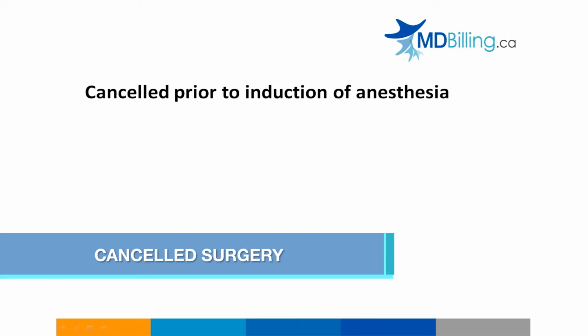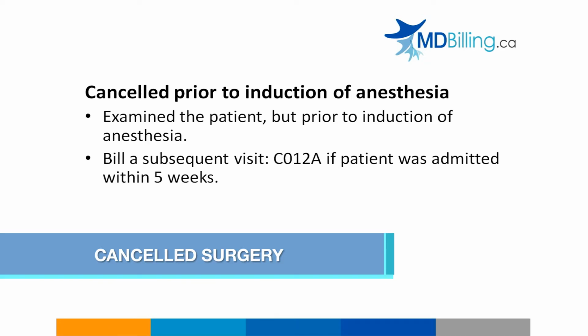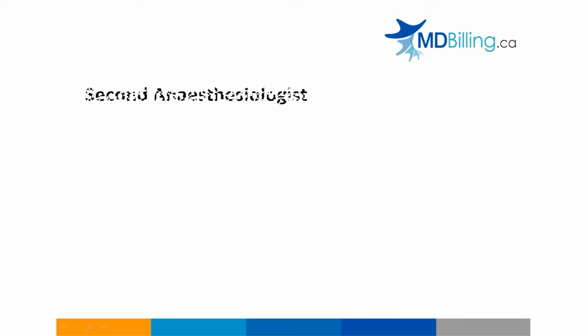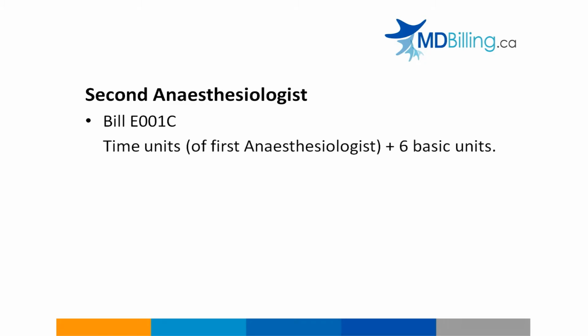If an anesthesiologist examines a patient prior to surgery and the surgery is cancelled prior to the induction of anesthesia, the service rendered constitutes a hospital subsequent visit. When an anaesthetic has begun, but the operation is cancelled prior to the commencement of surgery, an E006C can be billed with the actual number of time units plus 6 basic units. When more than one anesthesiologist is required for a surgery, the second anesthesiologist will bill E001C for the service provided. The quantity will be the actual number of time units based on the actual time assisting the first anesthesiologist plus 6 basic units.